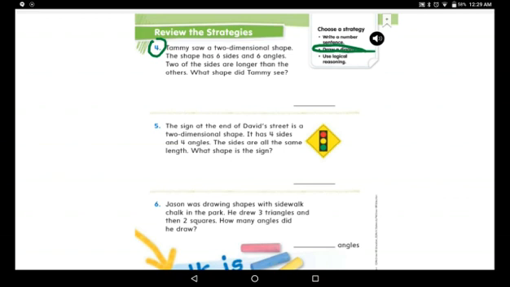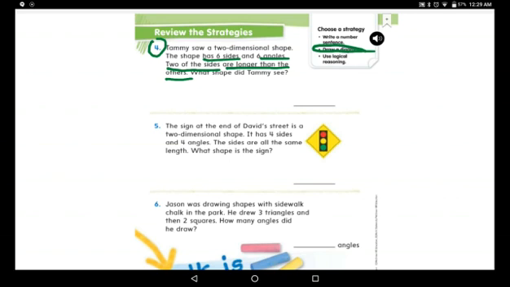Tammy saw a 2-dimensional shape. The shape has 6 sides and 6 angles. 2 of the sides are longer than the others. What shape did Tammy see? One more time. Tammy saw a 2-dimensional shape. The shape has 6 sides and 6 angles. 2 of the sides are longer than the others. What shape did Tammy see?